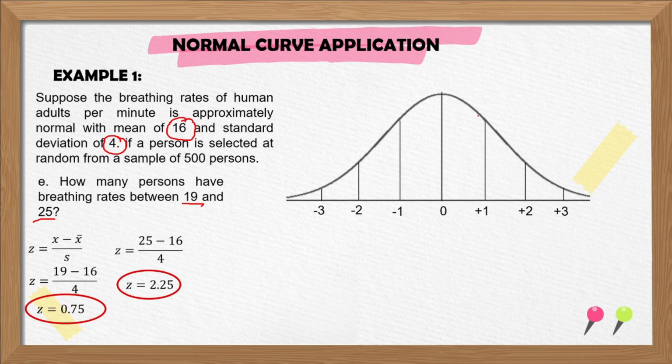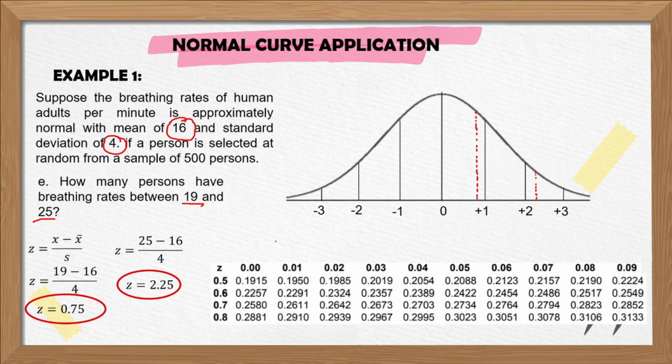So, let us locate 0.75 and 2.25. So, 0.75, estimate natin na nandito siya. And also 2.25, nandito si 2.25. Now, let us get their area. So, 0.75 muna tayo. Let us mark this 0.7 and 0.05. So, that makes up 0.75. The area of 0.75 is 0.2734. So, let us shade this region. Ang area niya ay 0.2734.